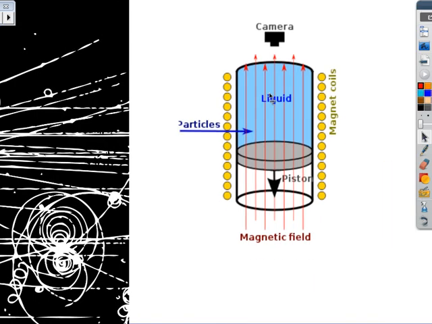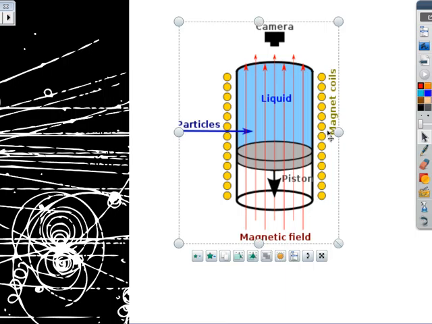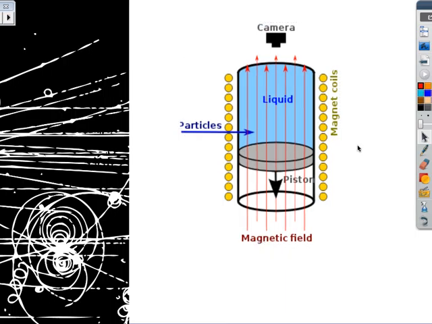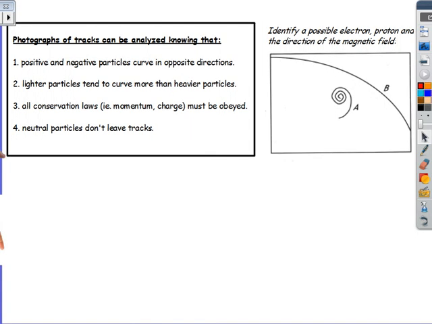Because you'll notice in this diagram there are these magnetic coils on the outside, which we usually use to operate a cloud chamber or a bubble chamber, because we know that charged particles are going to bend in a magnetic field. So based off of that and a couple of simple physics principles, we can identify what these particles are, because we know that positive and negative particles are going to curve in opposite directions. That's our third hand rule.